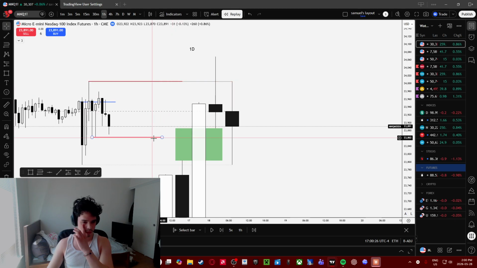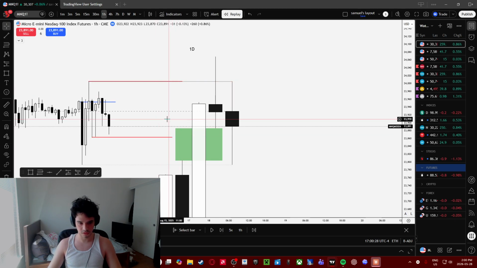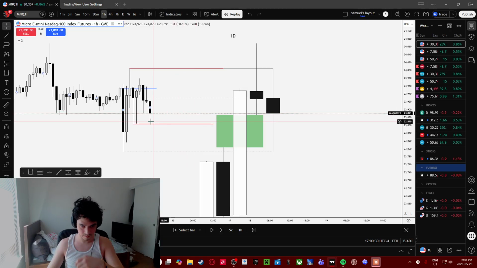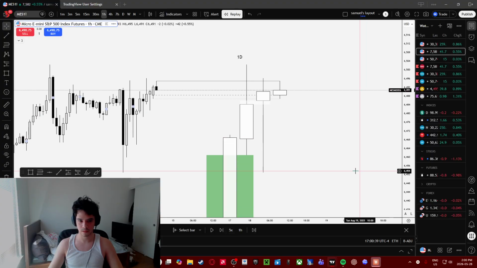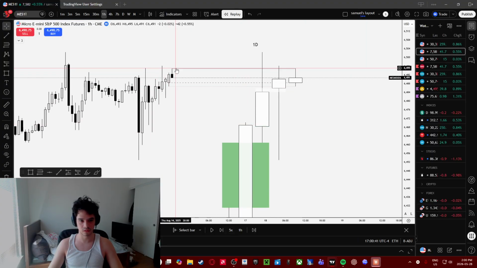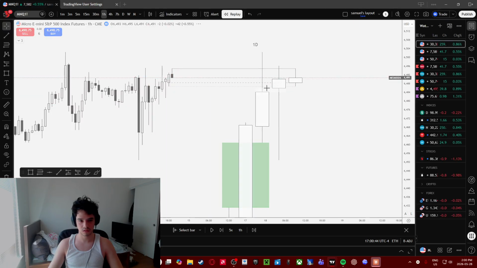Like usual, we expect the manipulation of the high or the low. So we want a candle 2 here. The candle opens. We see if we have a SMT. We're building an SMT at the highs, which is not great.